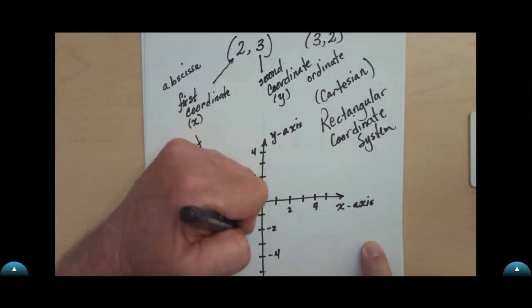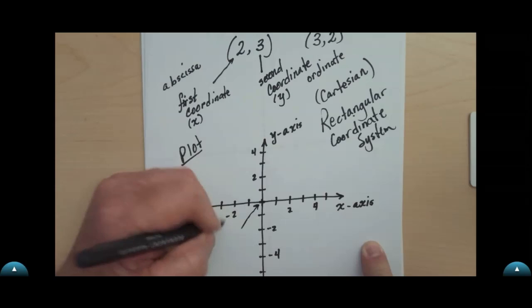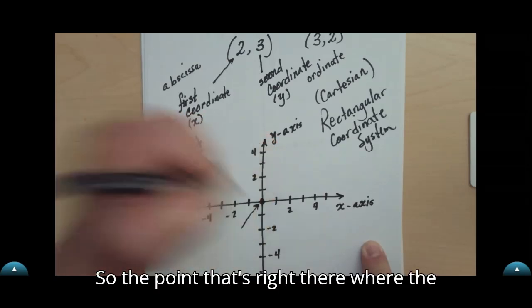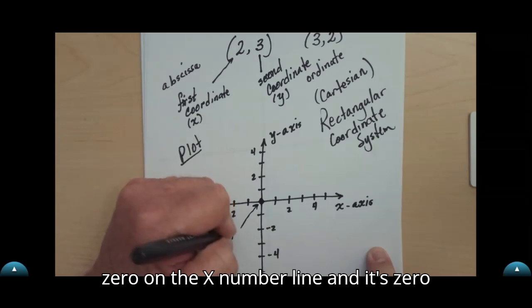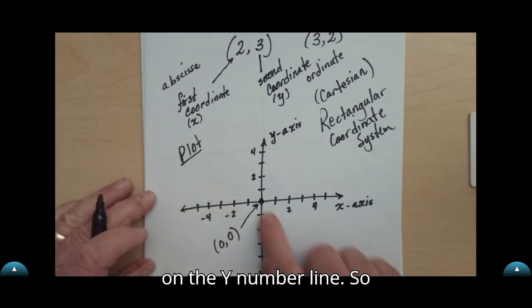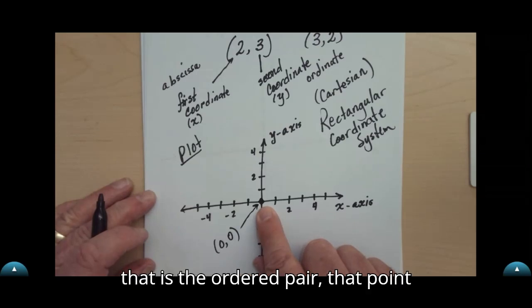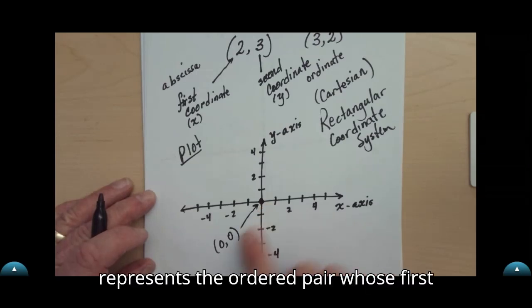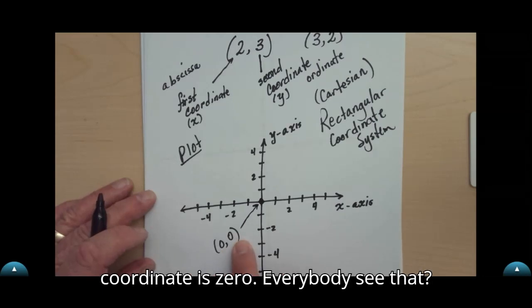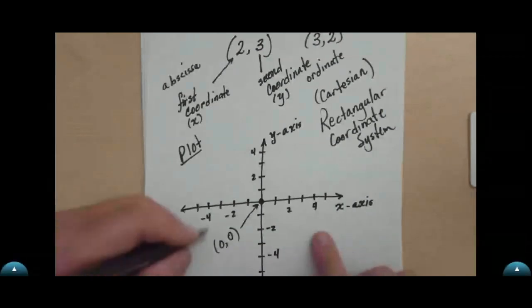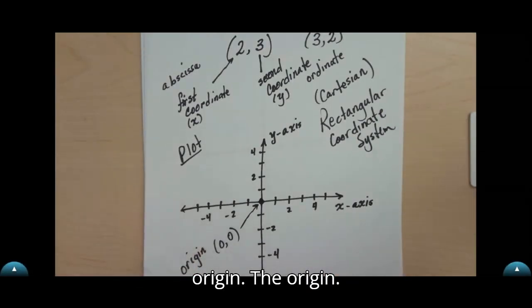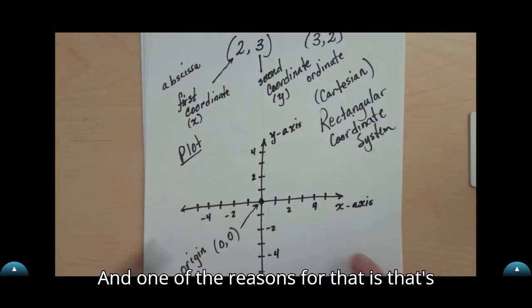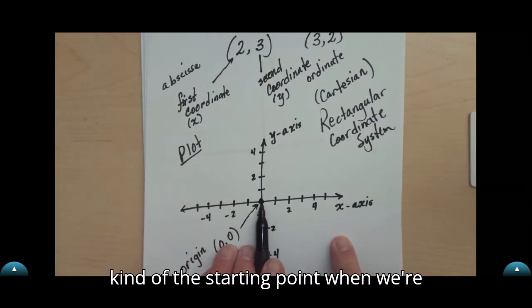By the way, the coordinates of that point, the point right there where the X and Y axes cross, that's 0 on the X number line and it's 0 on the Y number line. So that point represents the ordered pair whose first coordinate is 0 and whose second coordinate is 0. Everybody see that? And that point is often called the origin.